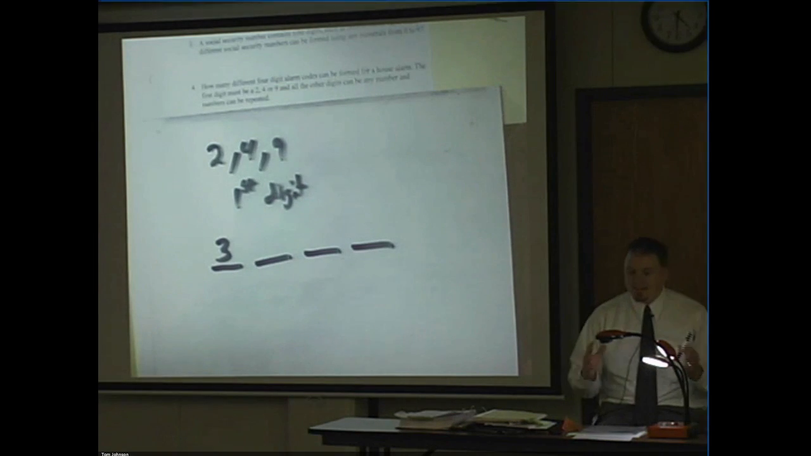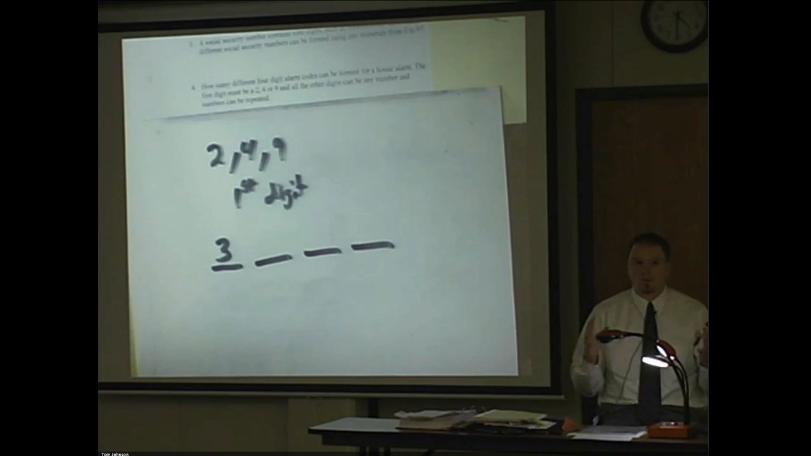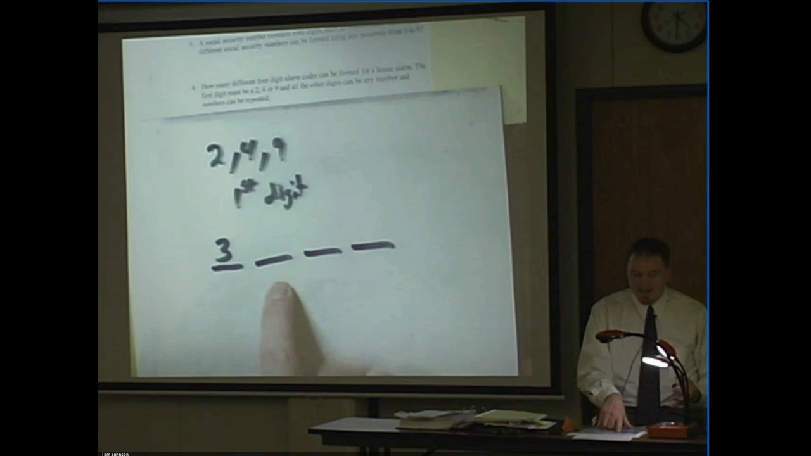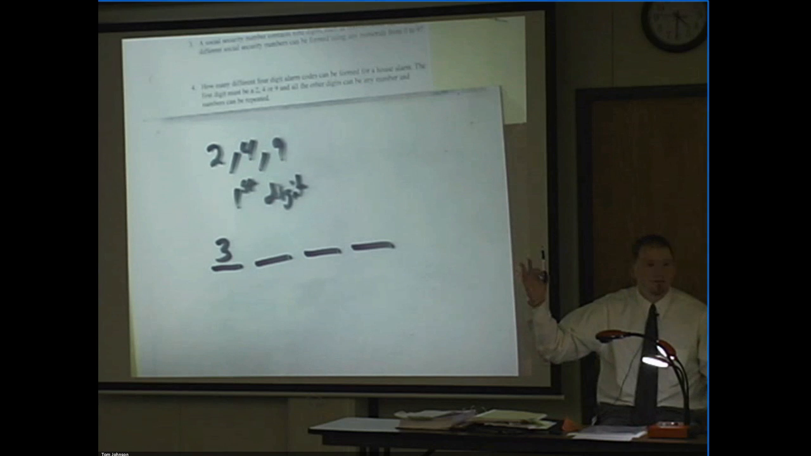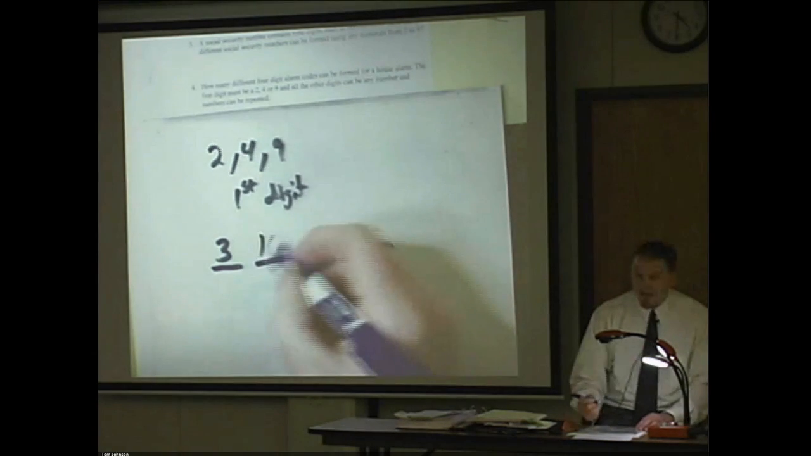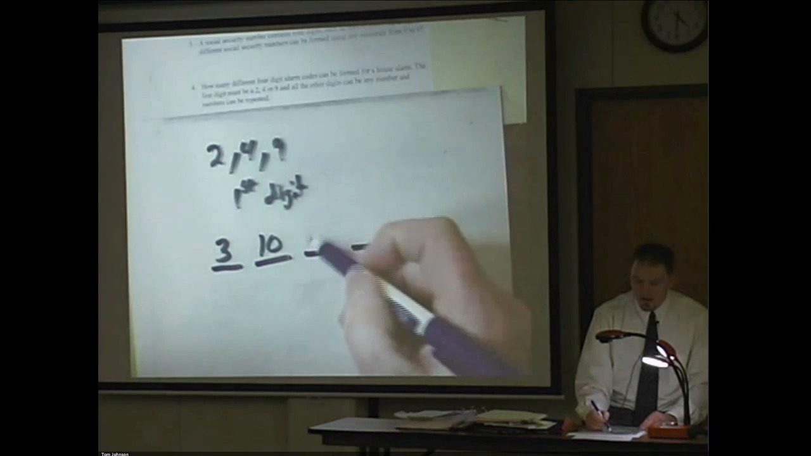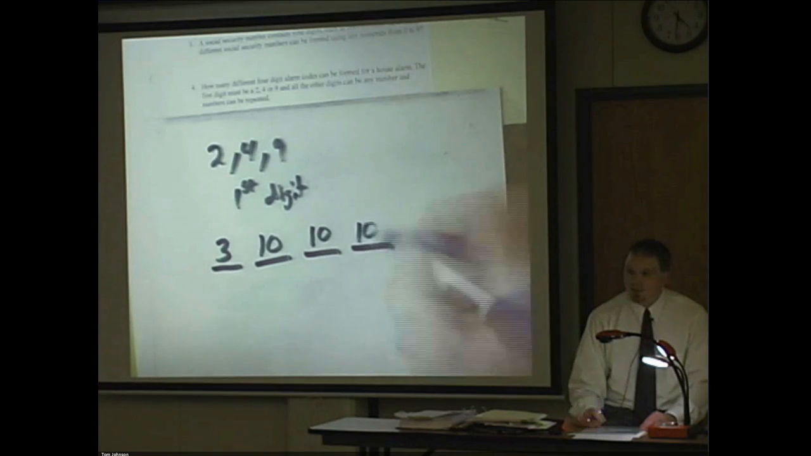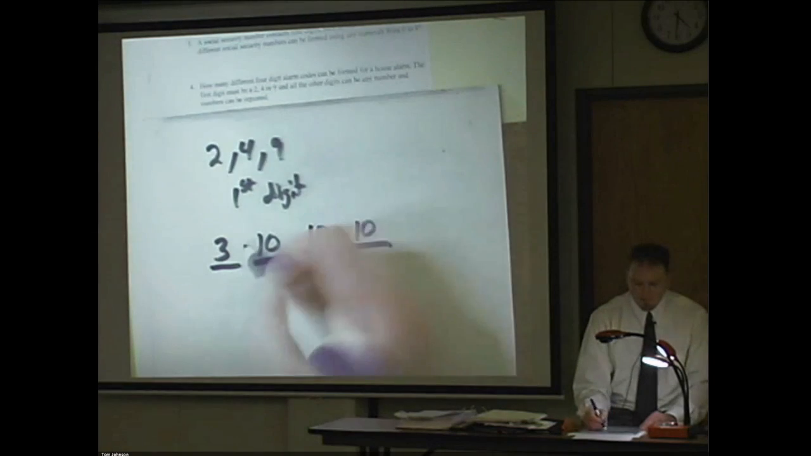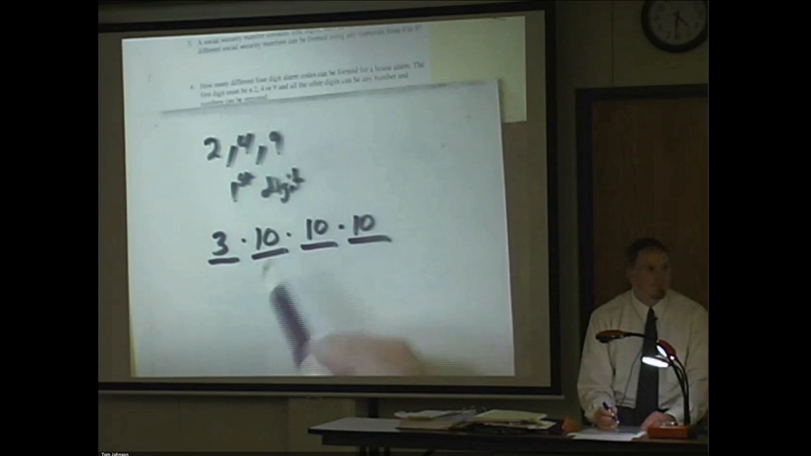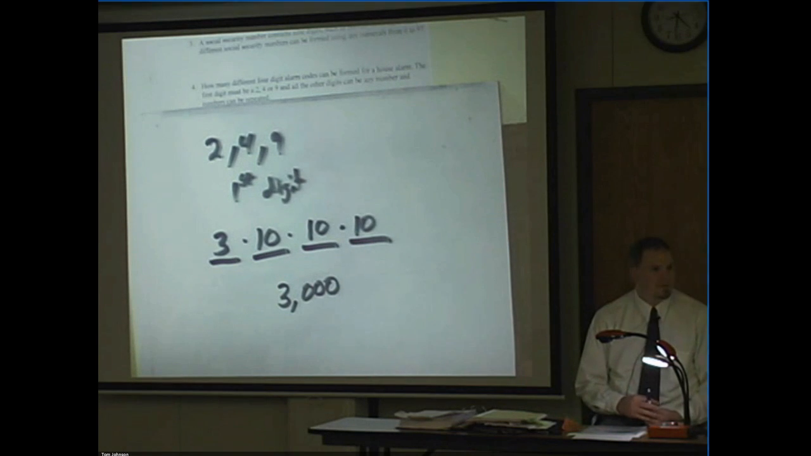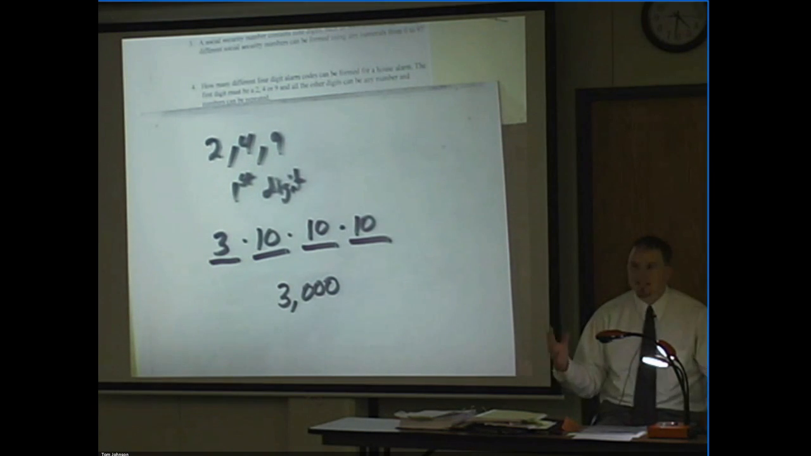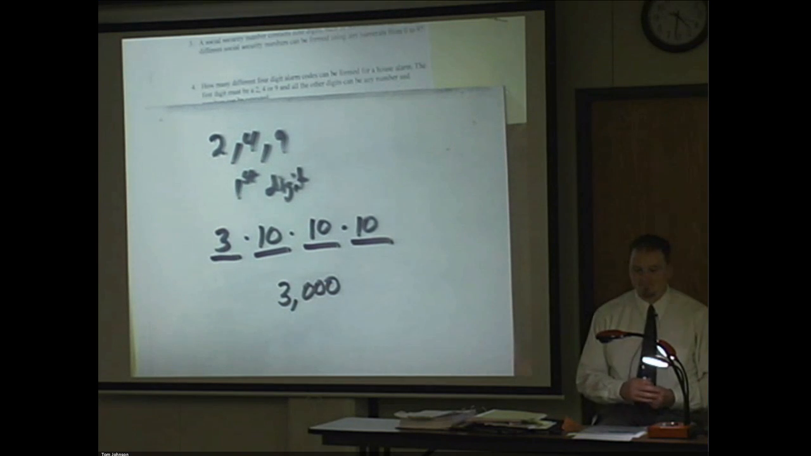Now, it says that the numbers can repeat, right? So this next digit can be any number from 0 to 9. So how many numbers is that? 10, right? And again, they can repeat. So I'm going to have the same choice of numbers there and the same choice of numbers there, right? So 3 times 10 is 30. Times 10 is 300. Times 10 is 3,000. So how many possible options do we have there? 3,000 different sets of numbers that can be used. All right?